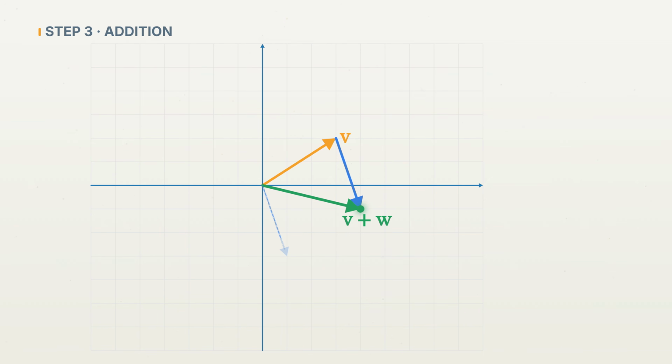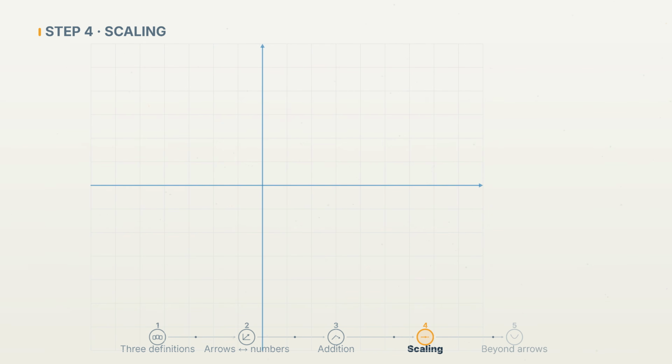And here's the thing. Order doesn't matter. Watch. Walk W first, then V. Different path, same destination. 4, minus 1 every single time. Addition of vectors is commutative. So, vector addition is just walking. And walking is just adding components. 2 pictures, 1 operation. Next, the second move, stretching. It completes the game. Step 4. Multiplying a vector by a plain number, a scalar.